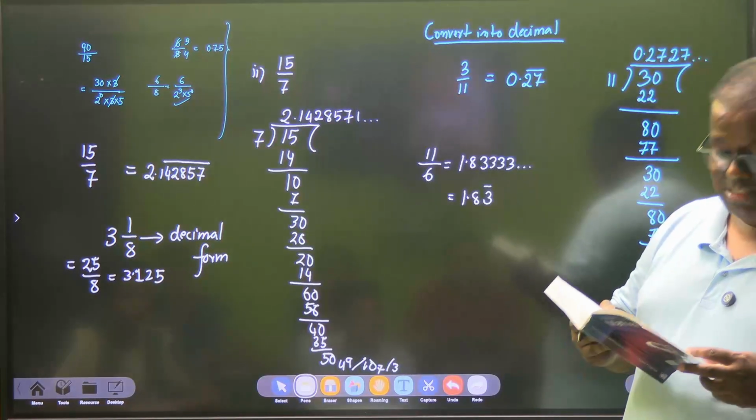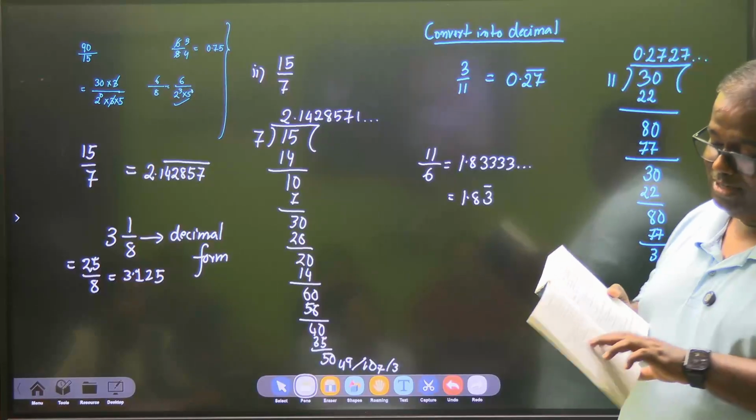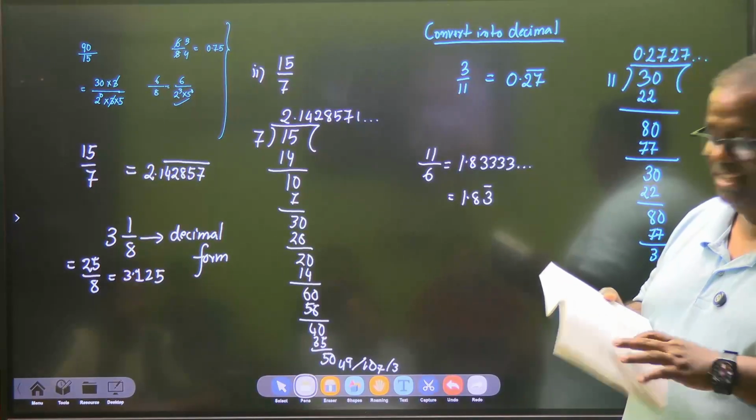1 by 17 is a pathetic number, huh? 1 by 17 has so many digits in the repeating block.